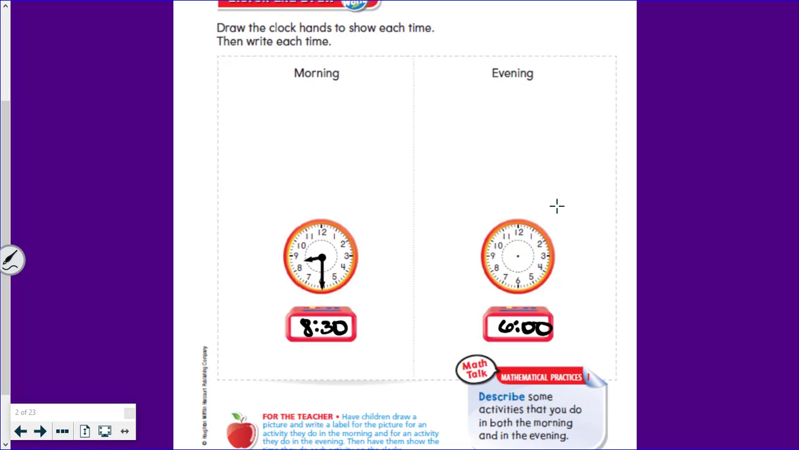And then for the evening, I said I usually eat dinner in our house at 6 o'clock in the evening, so I'm going to draw my hour hand to the 6. And I'm going to draw my minute hand to the 12, because it's 6 o'clock. Just like that. Okay? All right, let's go to the next page.